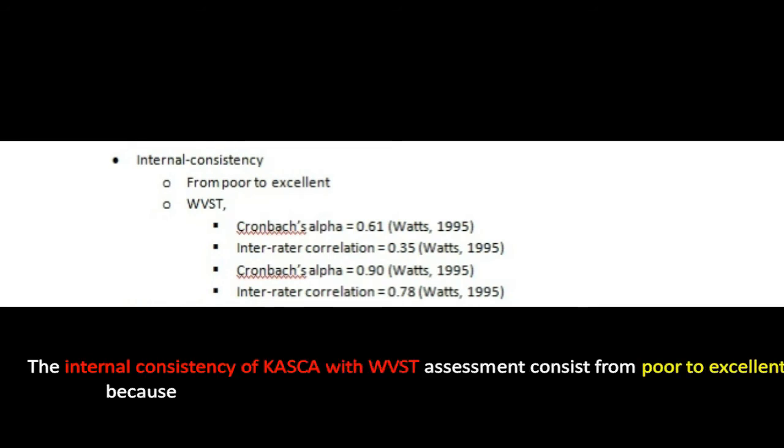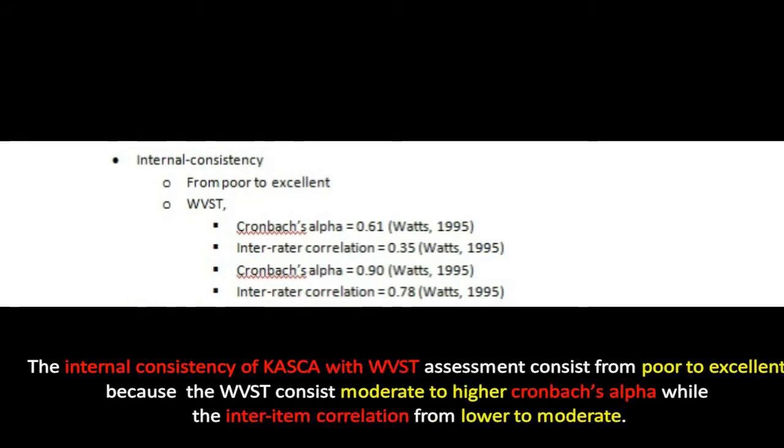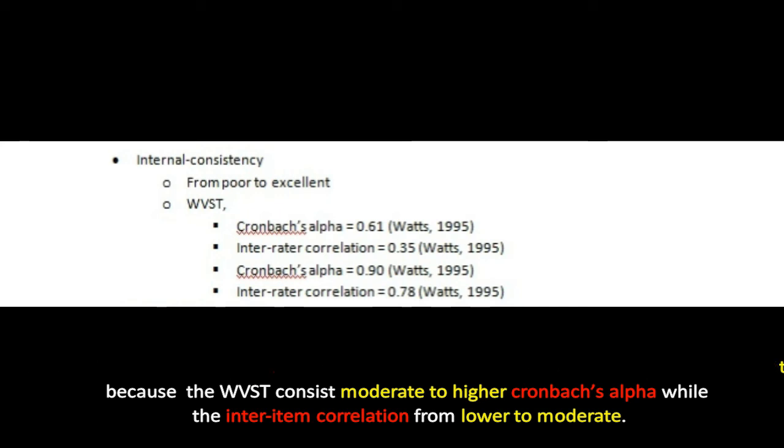For internal consistency, the internal consistency of KASCA with WVST assessment ranges from poor to excellent because the WVST consists of moderate to higher alpha, while the inter-item correlation is from lower to moderate.